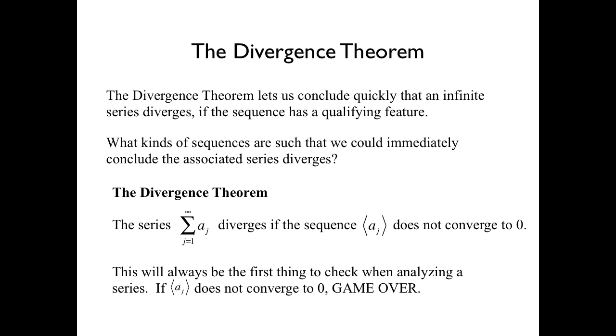Doesn't make sense. So, super important: the divergence theorem. In terms of analyzing series, the divergence theorem is the first thing we want to do. We want to make sure that if we have a sequence that doesn't converge to 0, we're done. The series is not going to add up to something finite, like we saw with the C sequence, right?